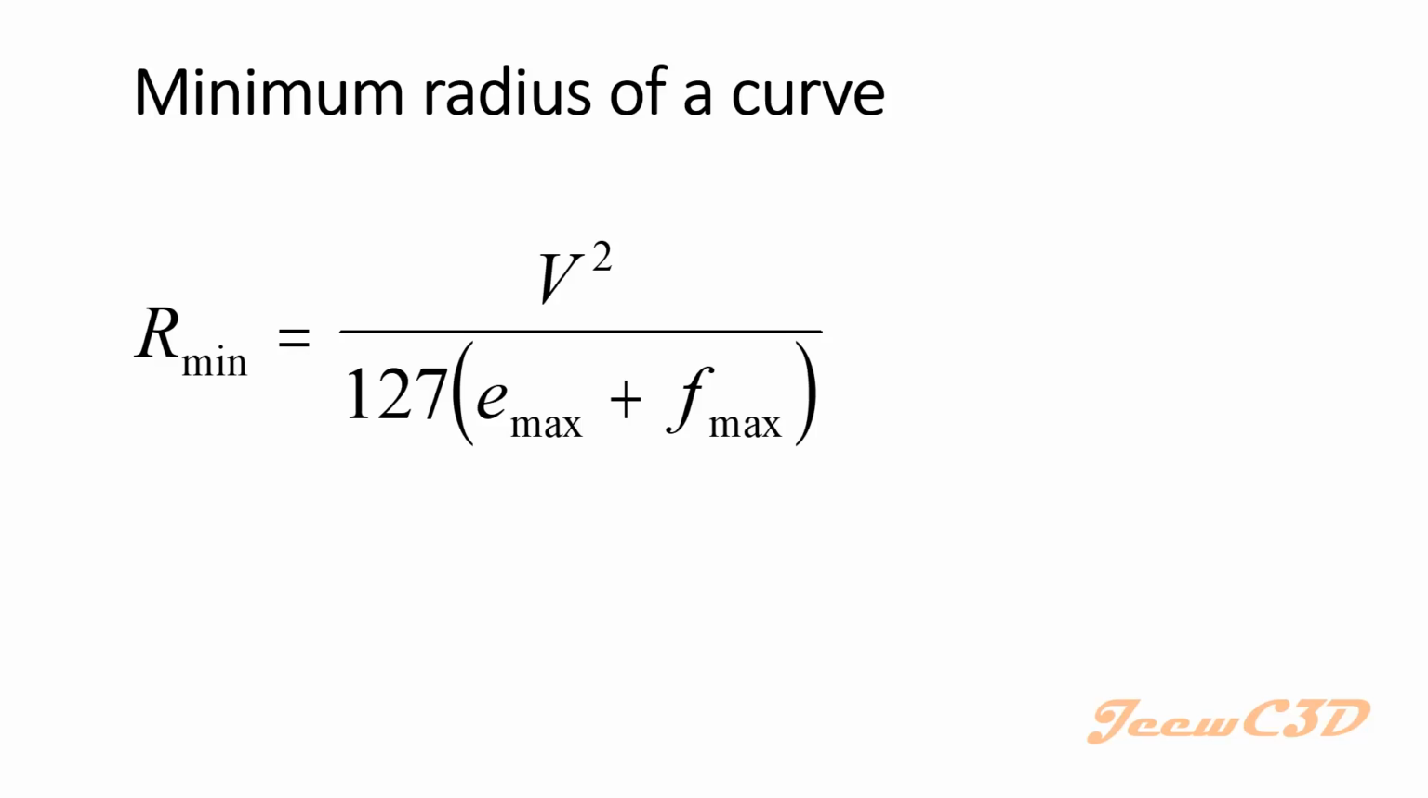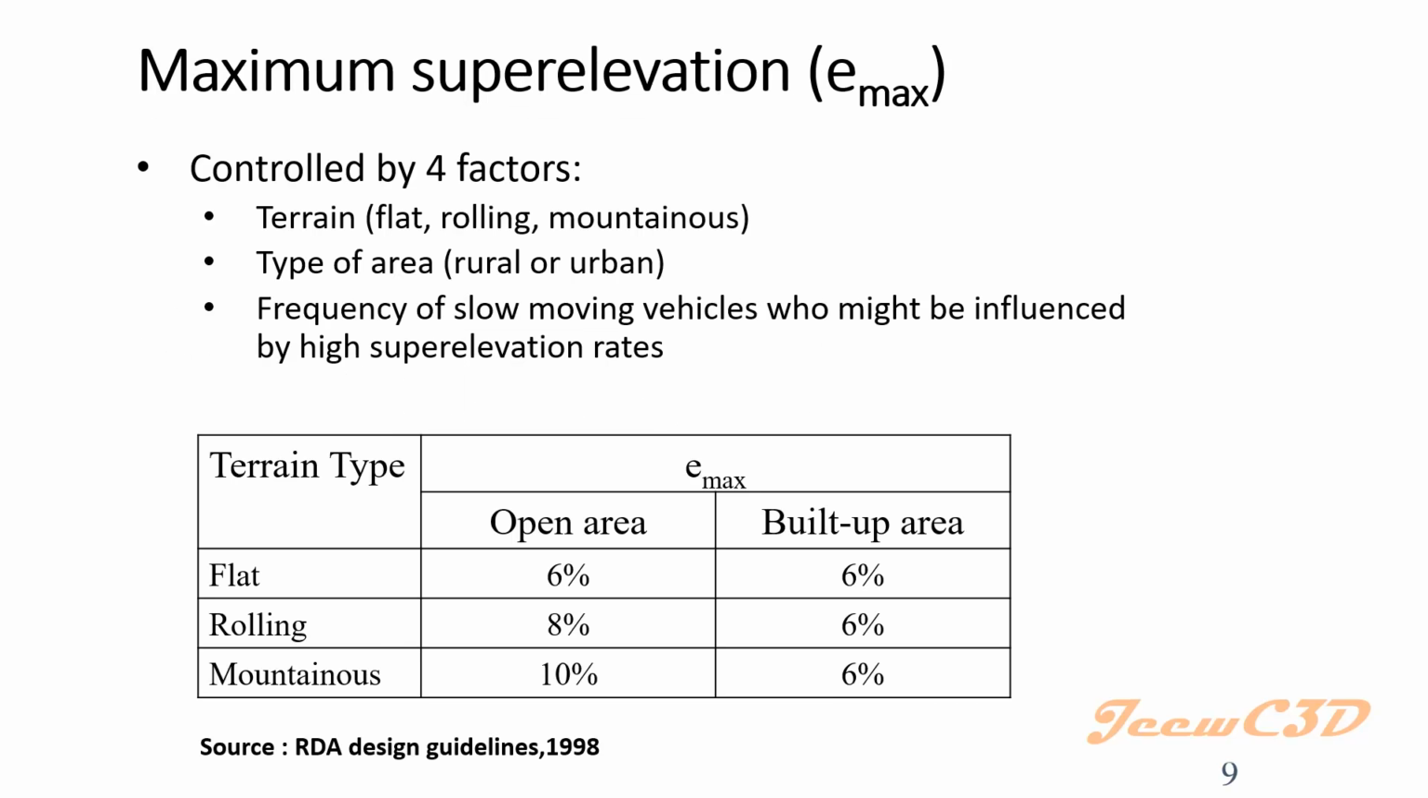So if you take the minimum radius, design speed for a road section is a constant value. So it depends on E and F, super elevation and side friction. So this R would be minimum when E is maximum and F is maximum. So we get the minimum radius when you have maximum super elevation as well as maximum side friction. So now we will look at what is the maximum super elevation.